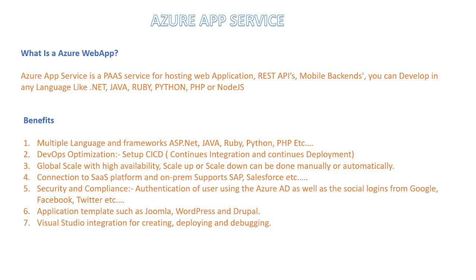So you see here, the Azure App Service is a PaaS service for hosting your web applications. The web applications can be anything. It can be REST APIs or mobile backends, or you can develop in any language like .NET, Java, Ruby, Python, PHP, Node.js. Anything you think of can be deployed in the web applications. It is tool or language agnostic, I could say. So there are no limitations. That is called a web application.